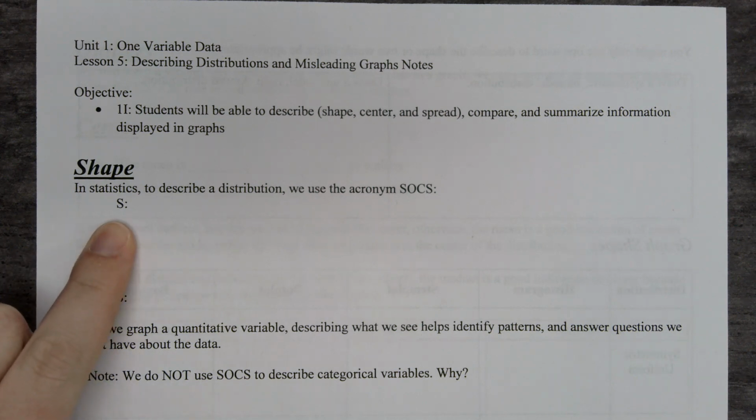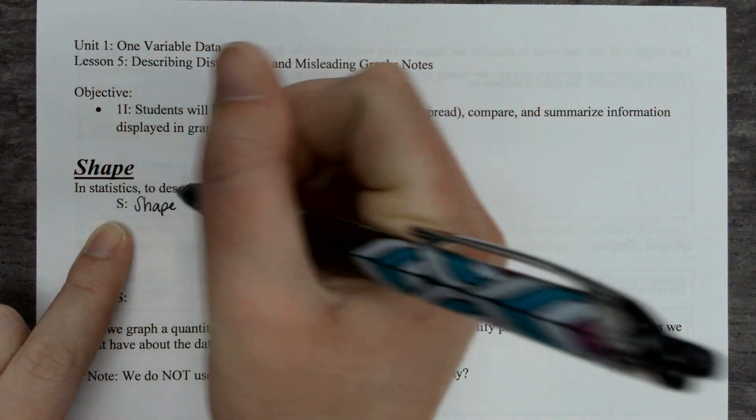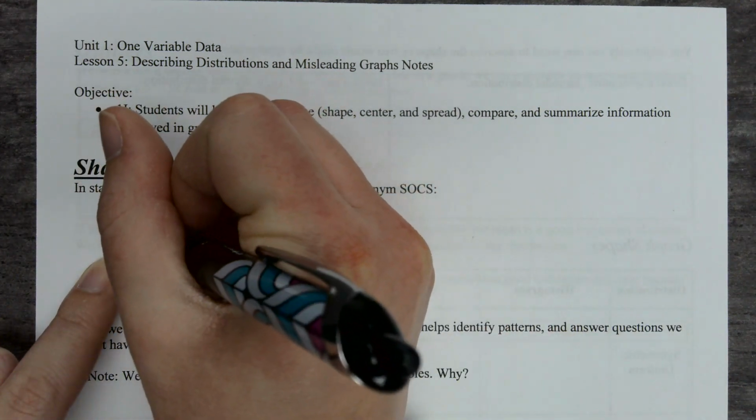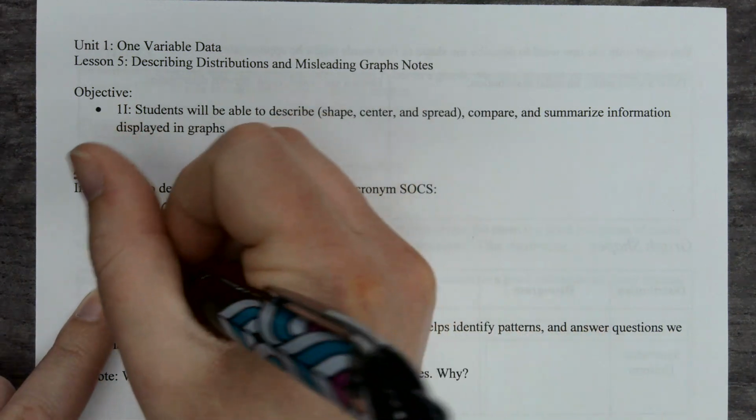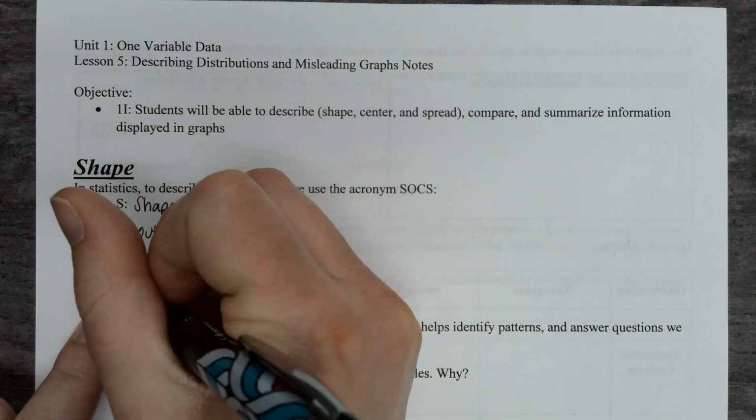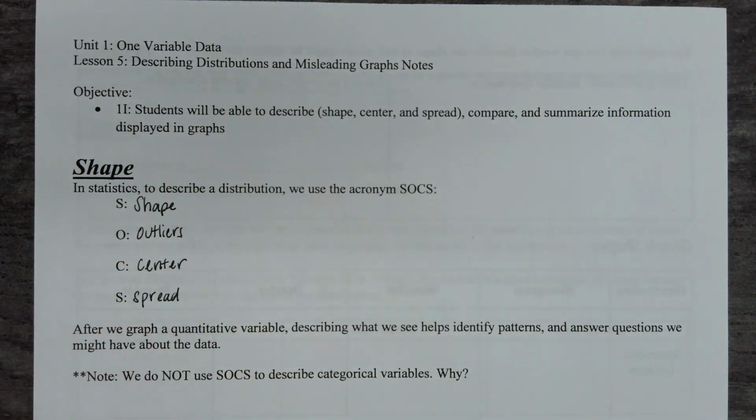So the S is going to stand for the shape of your distribution. O is going to represent your outliers. C is going to represent your center. And S is going to represent the spread of your data. So you're going to look at your 4 different pieces.